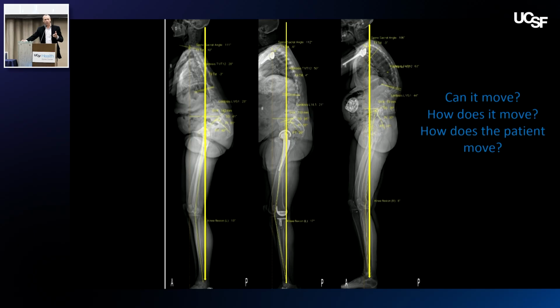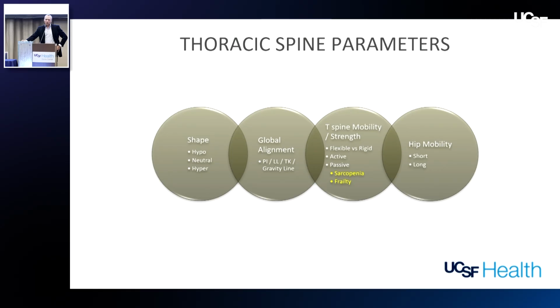Is it passive range of motion or is it active range of motion? And then how does the patient move? Do they have stiff hips or do they have flexible hips? And really what I mean by that is how long are their hamstrings? So when you put all this stuff together, you got shape, you got global alignment, and then you have T-spine mobility. And when you think about active and passive range of motion, you're really talking about strength.